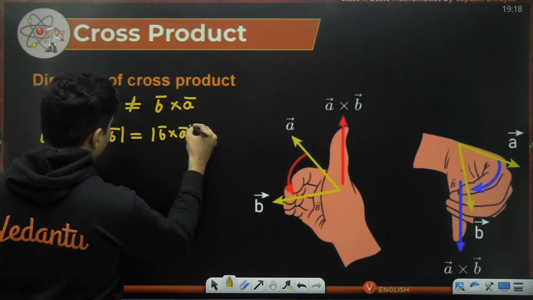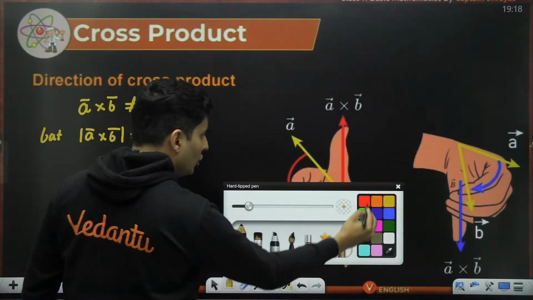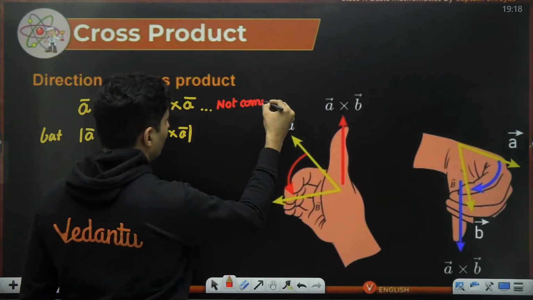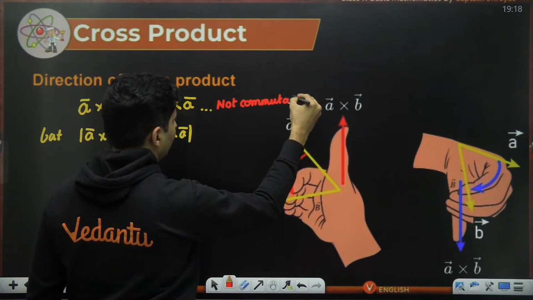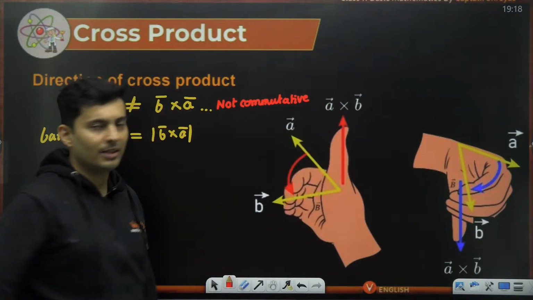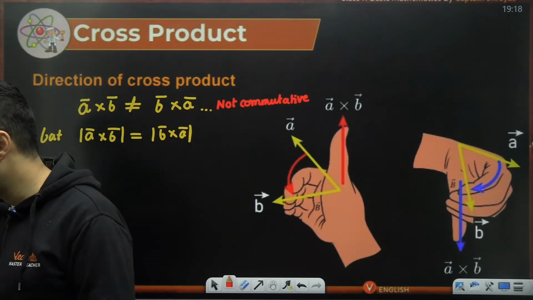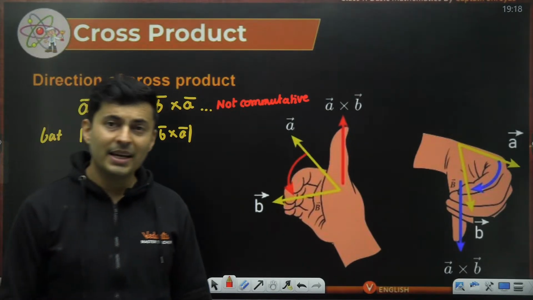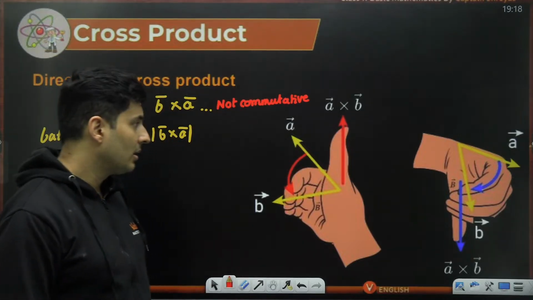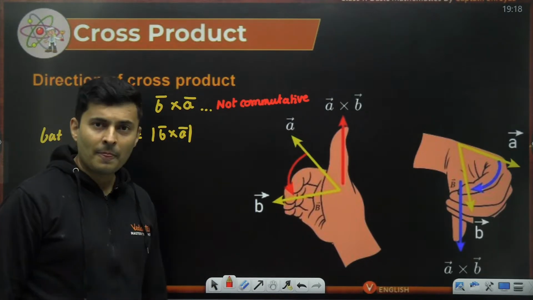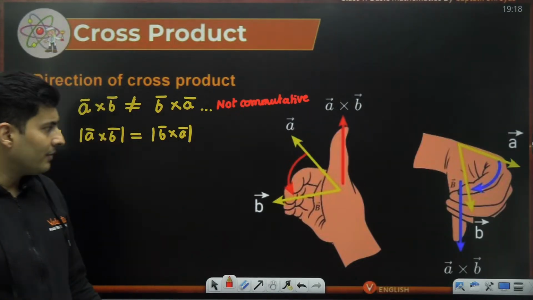So can I say that it is not commutative? It is not commutative in nature. Is this clear? A cross B and B cross A are two different things. Okay, everyone? Absolutely clear? Okay, perfect.